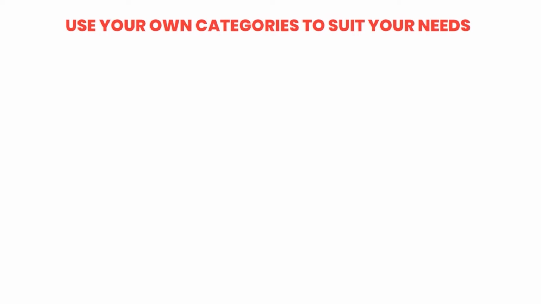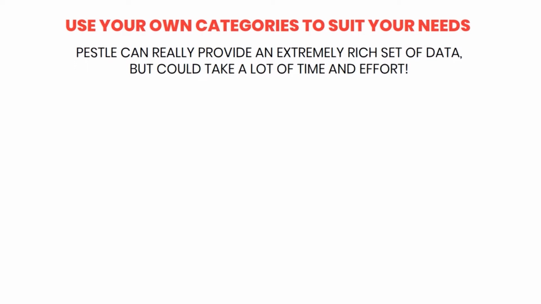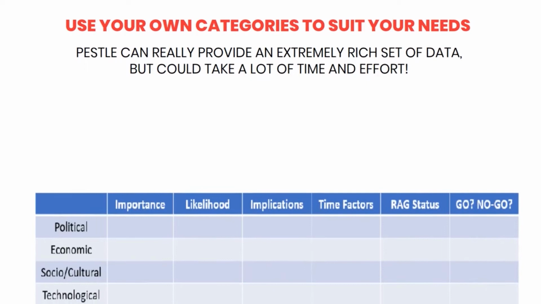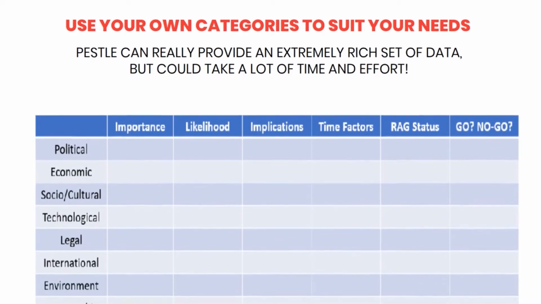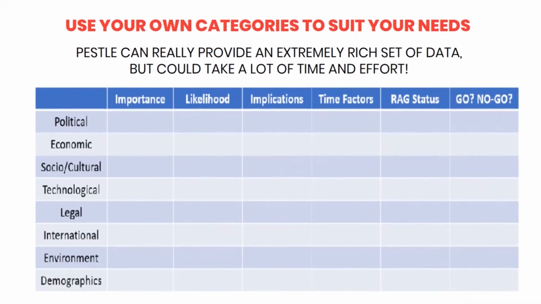Hopefully, by now, you are beginning to realise a PESTLE analysis can really provide an extremely rich set of data, but it could also take quite a lot of time and effort to complete. You could go even further by placing the data inside of a table and researching or estimating data points such as importance, likelihood, implications, time factors, RAG status, and go/no-go decisions.